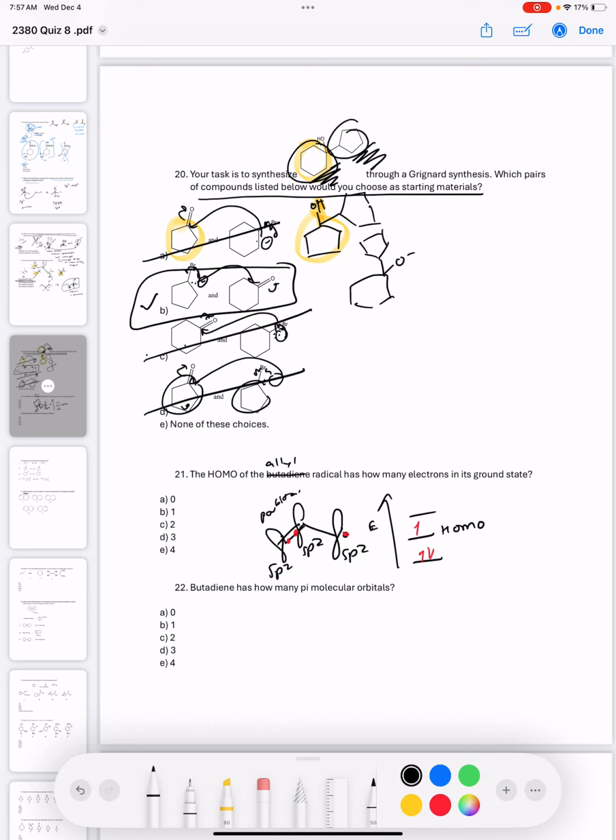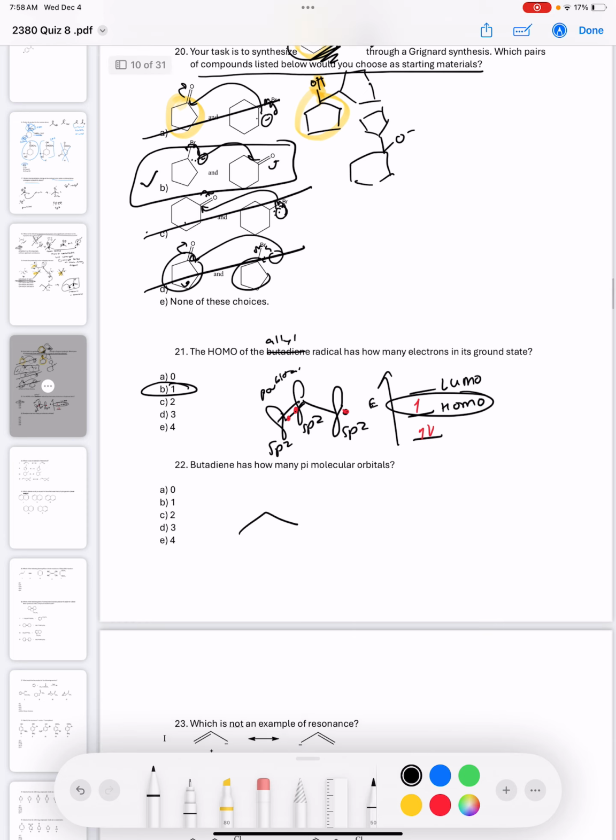So literally the tallest one that still has an electron in it is the HOMO, and then the lowest unoccupied is the LUMO. So this allyl radical has, let's see, 1, 2, 3. It has 1 electron in its ground state in the HOMO.